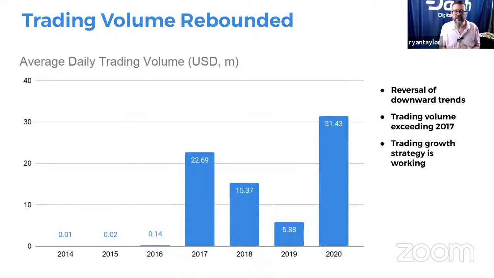Trading volume. This has been an incredible success for Dash, and a big reversal of some downward trends that we were seeing the last couple of years. Trading volume actually exceeded the trading volume in 2017. And that trading growth strategy that we've been pursuing is truly working.